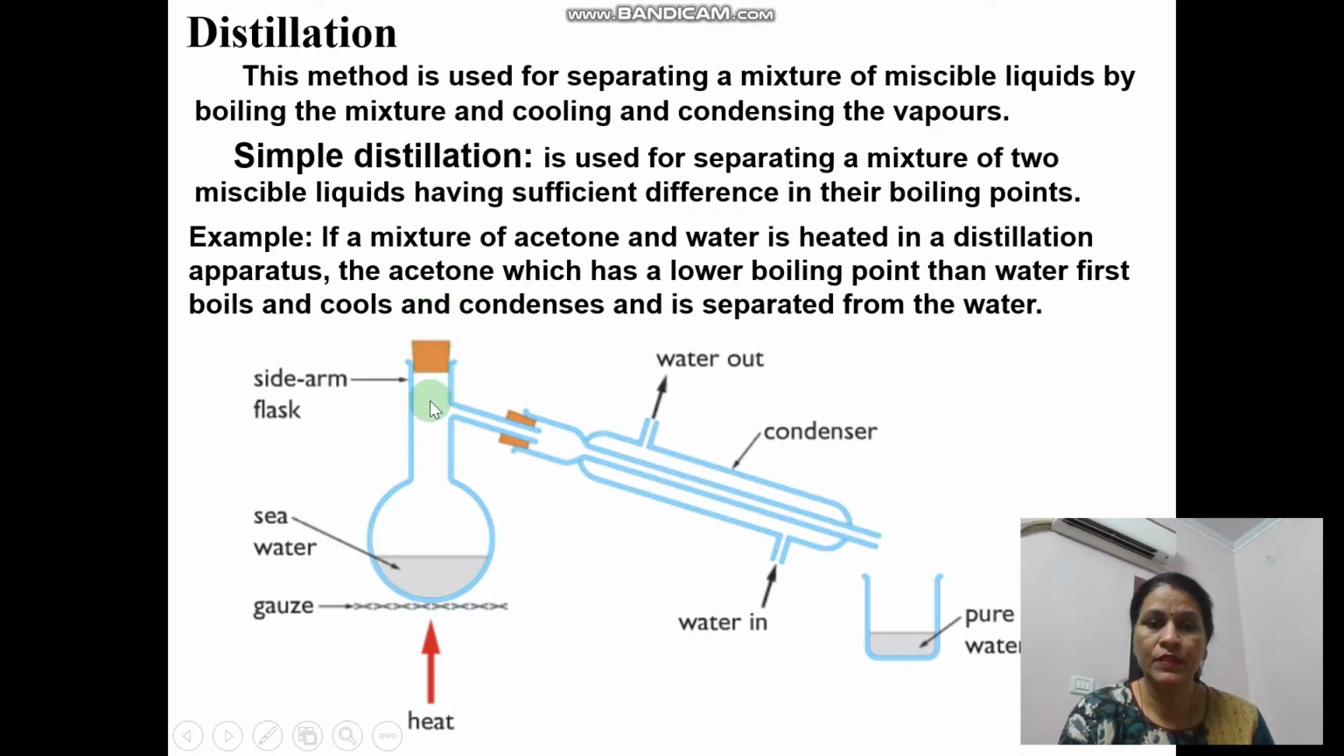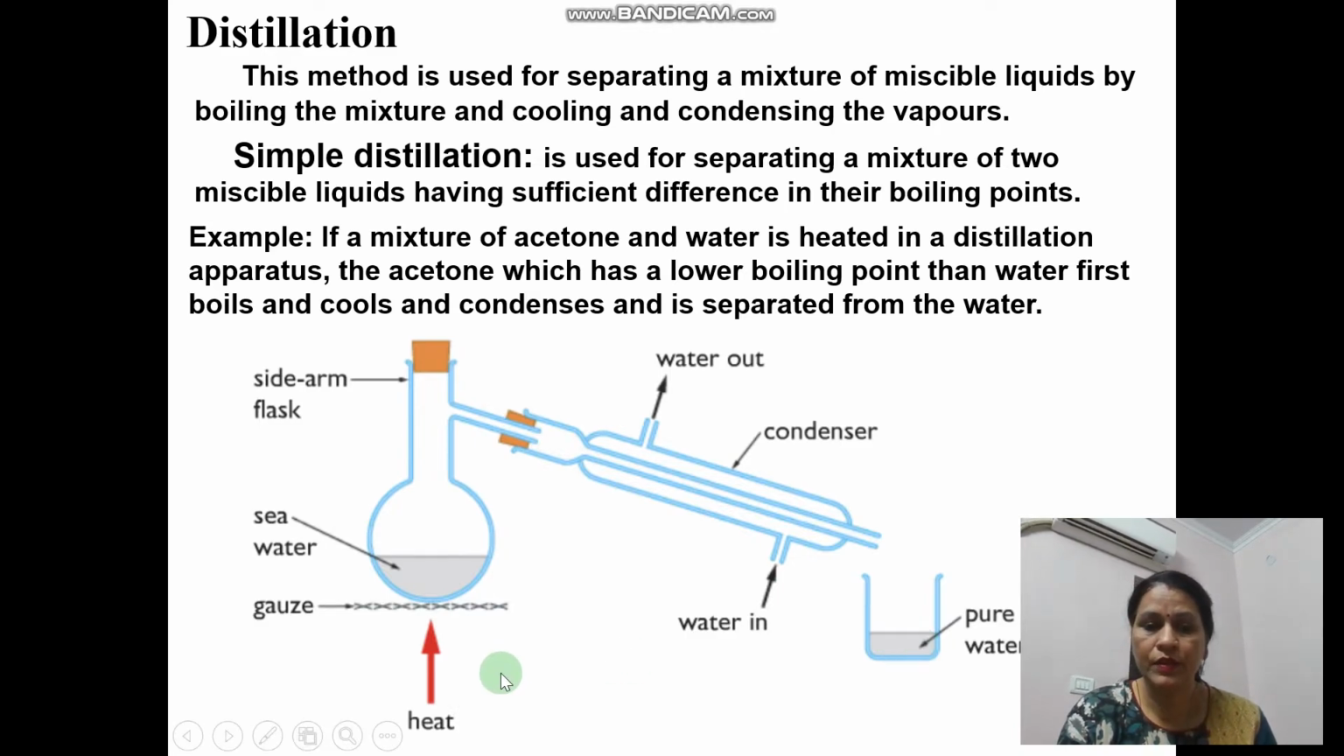Okay, now this is the condenser unit. The vapors will reach this outlet here. This is the tubular structure, and here they are allowed to cool with the help of the water supplied from the outer side. So this is known as the condenser. So the vapors of the acetone will reach here and drop by drop it will be collected here in a beaker.